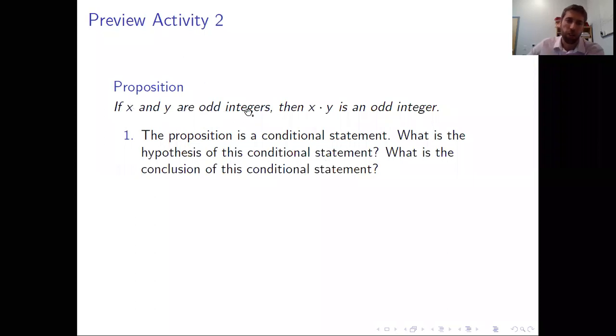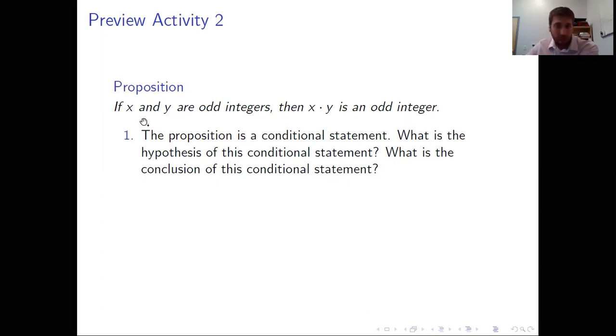Okay, if x and y are odd integers, then x times y is an odd integer. The proposition is a conditional statement. What is the hypothesis of this conditional statement, and what is the conclusion? The hypothesis is that x and y are odd integers. The conclusion is that x times y is an odd integer. Those are not statements by themselves because I never said let x and y be integers. But there's kind of an implied that they're integers. So you could get technical here, but it's kind of pedantic. It's not worth our time.